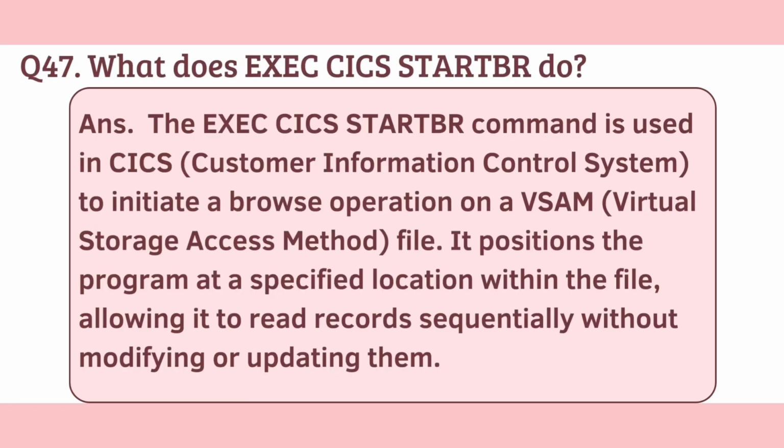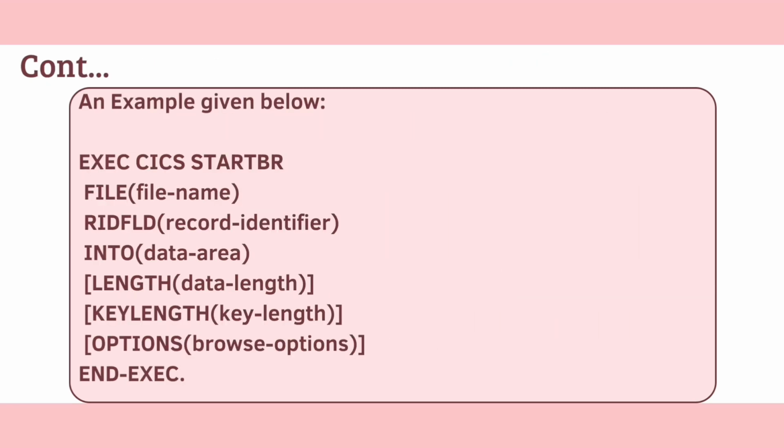Moving to question number 47. What does EXEC KICKS STARTBR do? The EXEC KICKS STARTBR command is used in CICS to initiate a browse operation on a VSAM file. It positions the program at a specified location within the file, allowing it to read records sequentially without modifying or updating them. Here I have given an example for this. Please have a look.